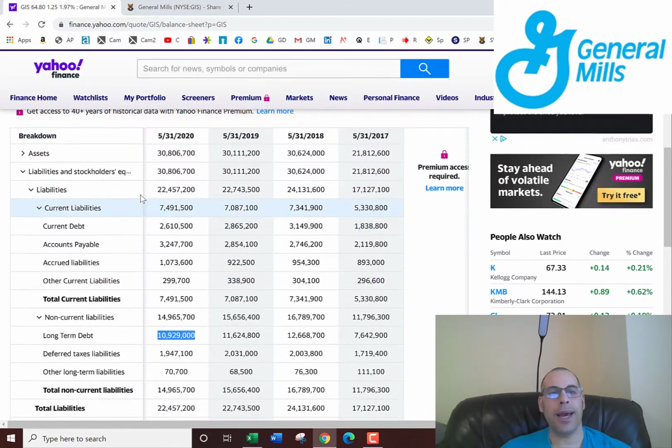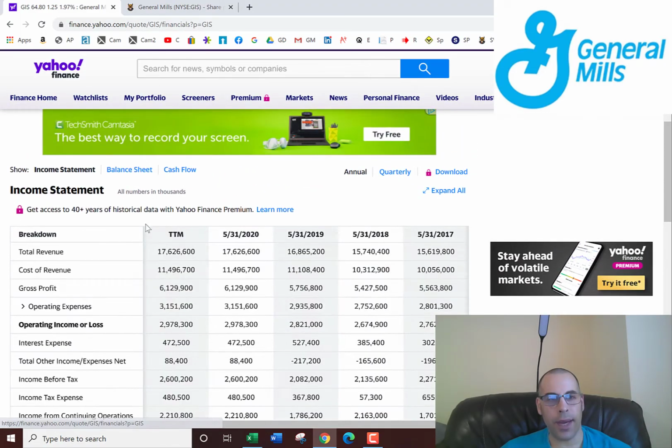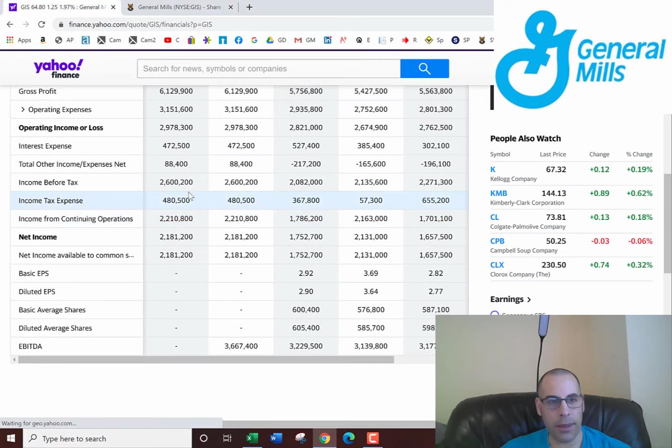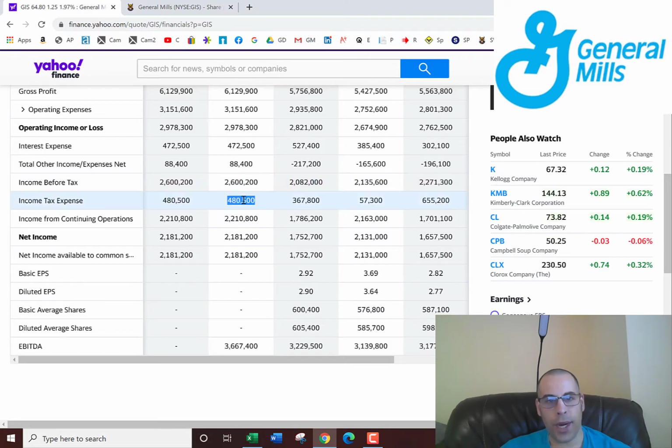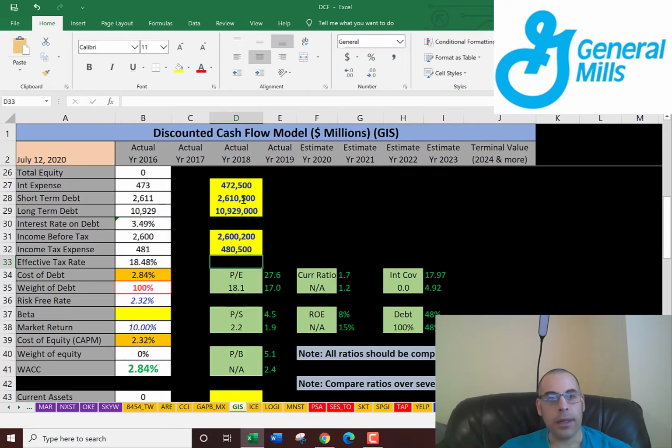Interest payments are tax deductible, so let's get their effective tax rate. We'll go back to the income statement. Income before tax is $2.6 billion. Then income tax of $480 million. So they pay 18% in taxes, so the cost of debt is 2.8%.